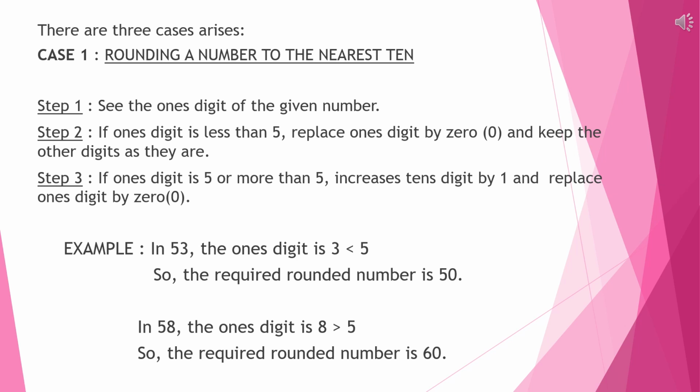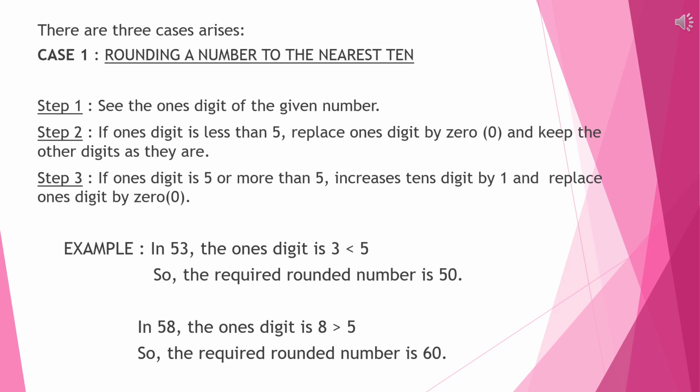Now let's understand case first, rounding a number to the nearest 10. In this case, we have to follow three steps. Step first, see the ones digit of the given number. Step 2, if the ones digit is less than 5, replace the ones digit by 0 and keep the other digits as they are. Step 3, if the ones digit is 5 or more than 5, increase the tens digit by 1 and replace the ones digit by 0. Now let's understand with the help of examples.